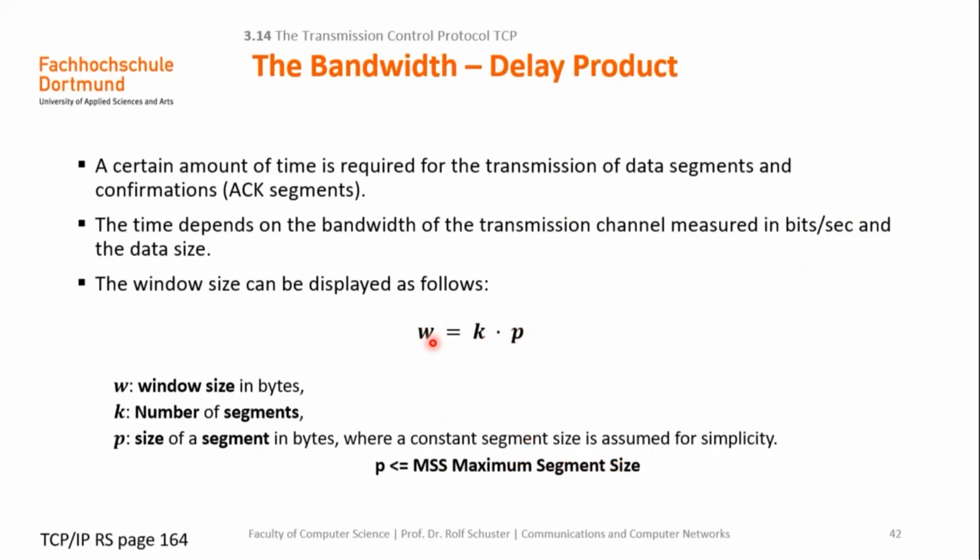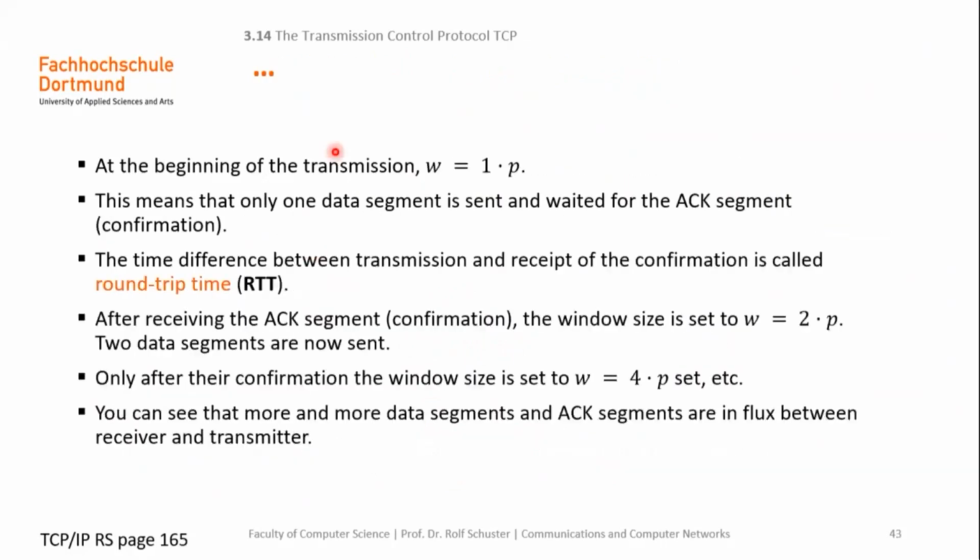Then there is a relation between the number of segments and the maximum size of each segment, and this is in fact the window size. Now, at the beginning of the transmission, we will see this in the slow start mechanism. The window is set up to one segment typically.